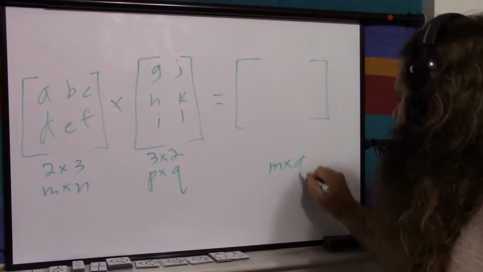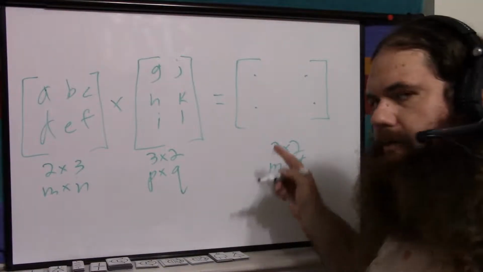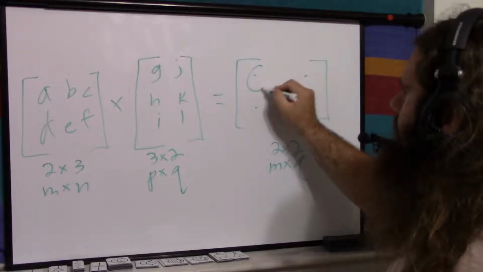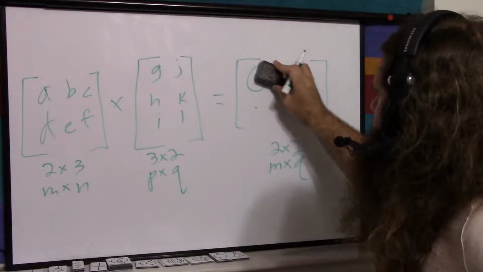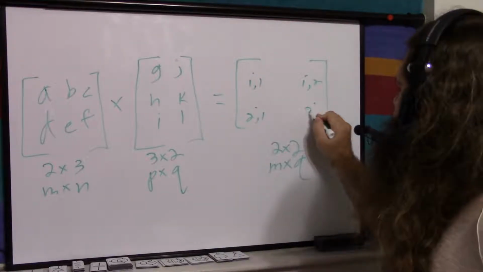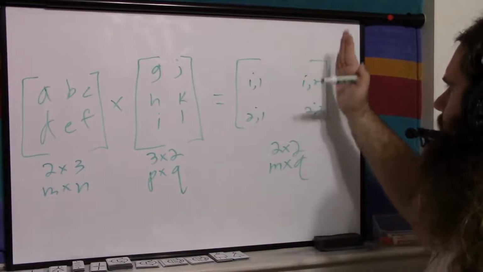M by Q, so it's going to be a 2 by 2 matrix. Now what is every spot in here? It's a 2 by 2, so we have 2 spots. Well, this one right here is row 1, column 1. This is row 2, column 2. So let's say we have 1,1, 1,2, 2,1, 2,2. So this is row 1, this is row 2, this is column 1, this is column 2.